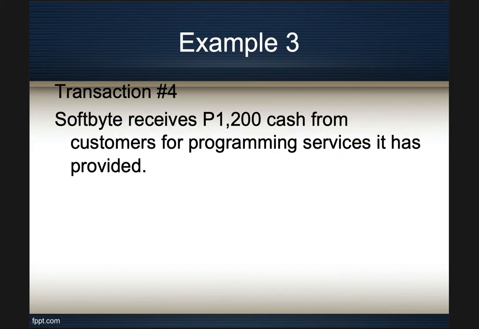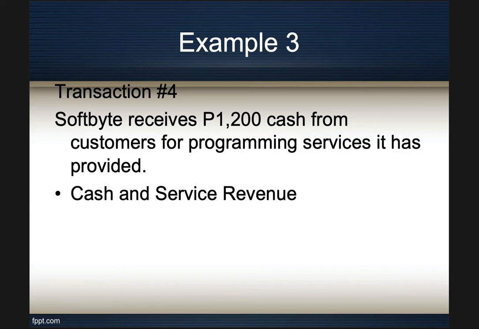Okay, third example. In this transaction, the business receives 1,200 cash from the customers for programming services it has provided. Again, what are the accounts affected here? We have cash and service revenue, right? The business receives cash because the business rendered service, and in return it receives service revenue. So what happened to your cash? Once again, you receive cash, so your cash increased.